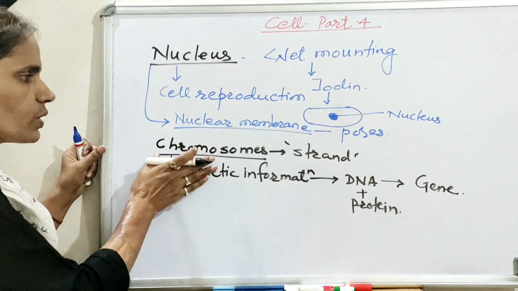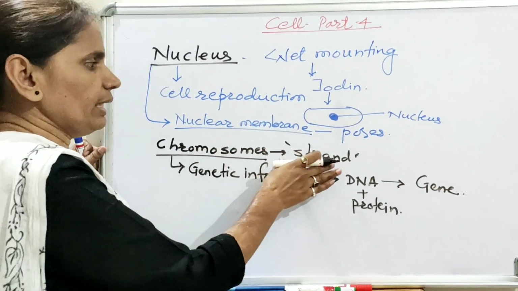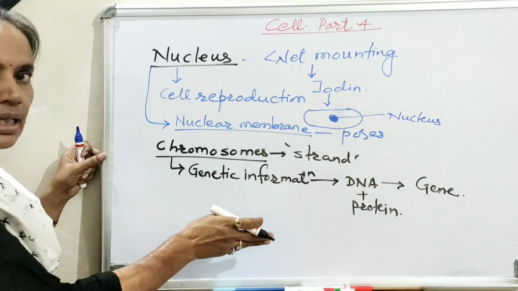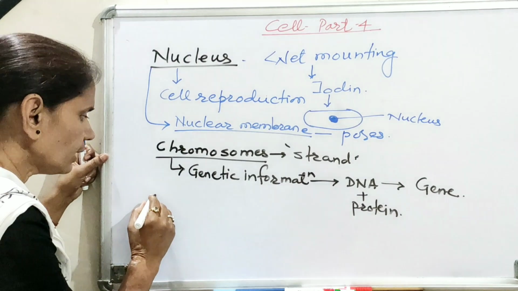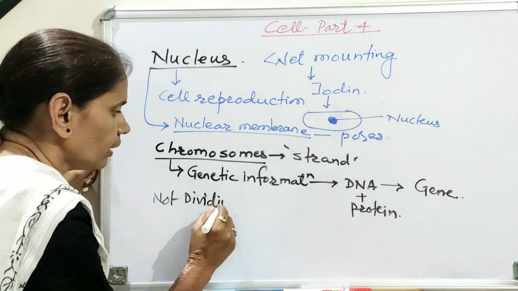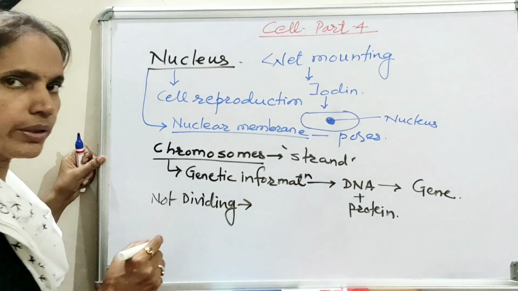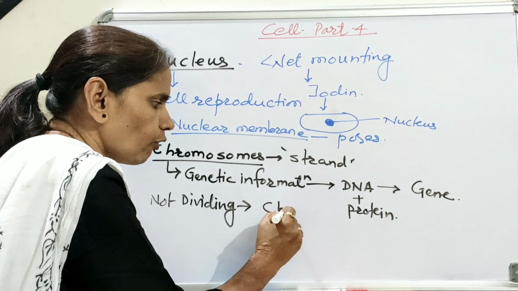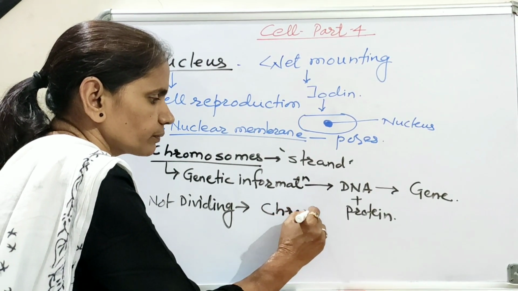Now we can observe these chromosomes as a linear strand-like or thread-like structure when the cell is about to divide. Now when the cell is not dividing, the chromosomes are observed as an entangled structure in the form of chromatin.